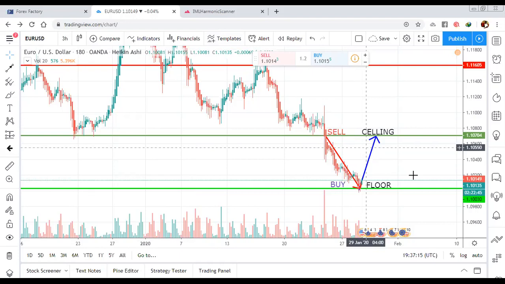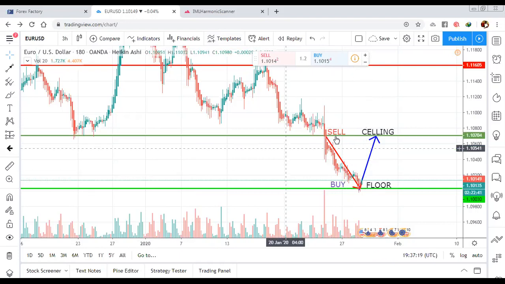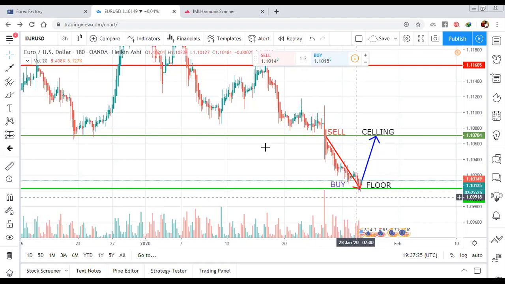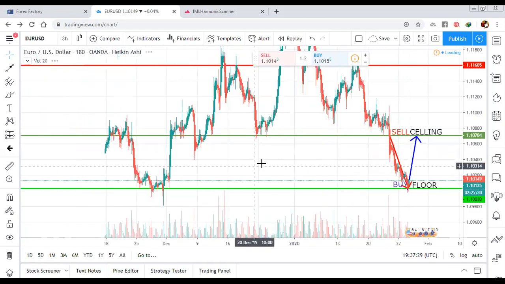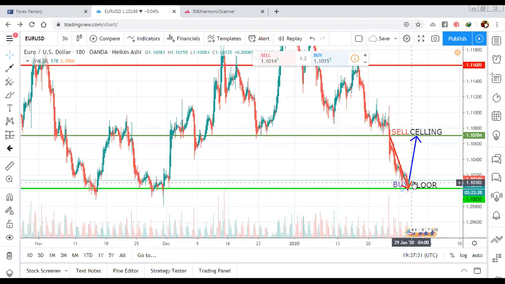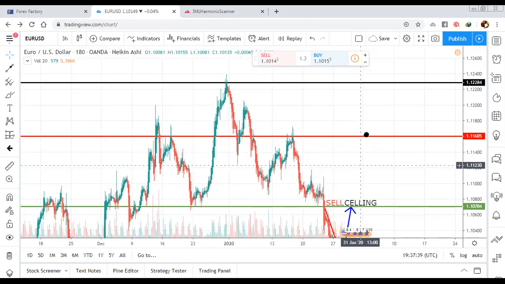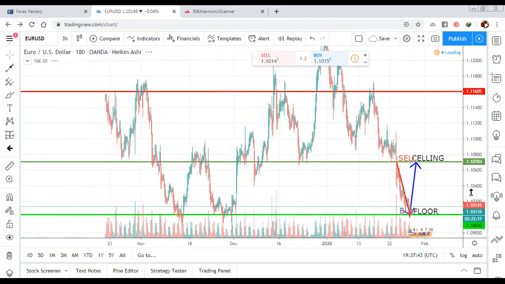We buy at the floor in the Forex market and we sell at the roof. Anytime we sell, we are expecting the market to move downwards. And anytime we buy, we are expecting the market to move upward. This is what I call the roof, the floor, and the ceiling. It's also called support and resistance lines. All these lines you see me place here are called support and resistance lines.